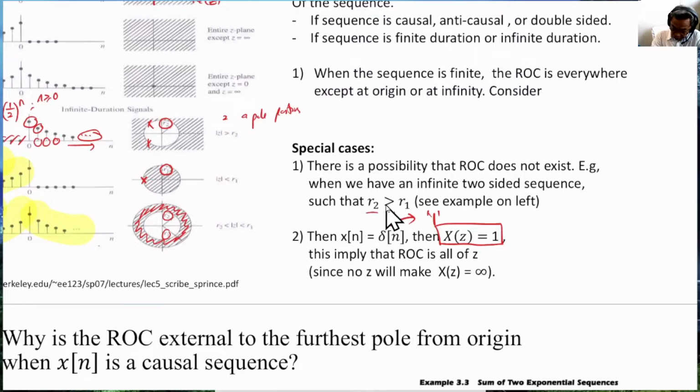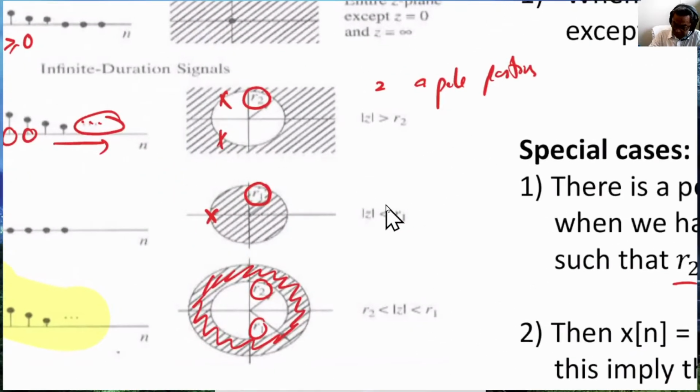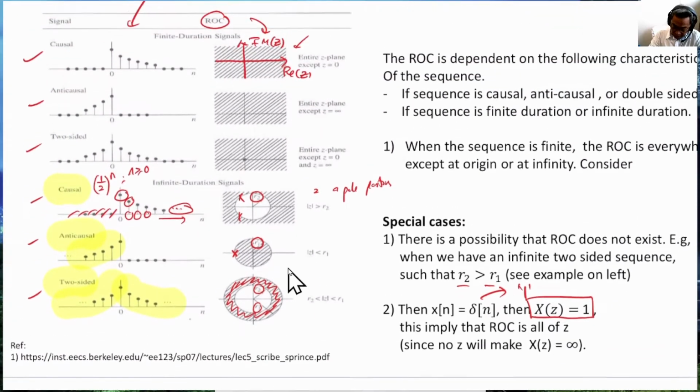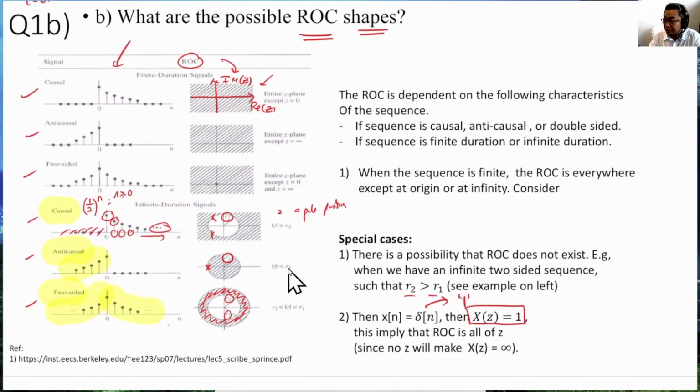The other special case is like what we have just said. If R2 is greater than R1, therefore this circle is outside this circle. The shaded regions of these two do not overlap, therefore it is an empty set. Okay, so this is question 1b, the 6 possible shapes of ROC plus these two special cases, making it 8 possible shapes of ROC. Thank you.